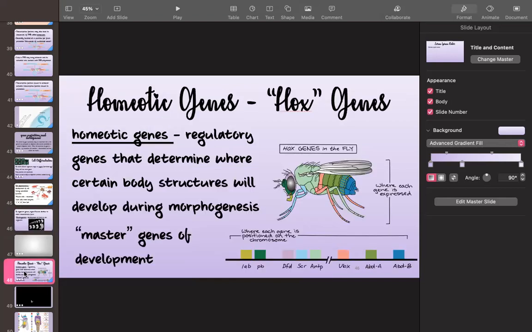So the first thing are homeotic genes. They're also called HOX genes. These are kind of the blueprint of your body. If there's any aspiring architects in class, you know what a blueprint is. It's like a plan for a building or a house, like where all the rooms are going to go, how big the rooms are going to be, where they are going to be, what shape they are going to be. So HOX genes are the same thing. They are genes that control where certain body structures are going to develop during the process of morphogenesis.